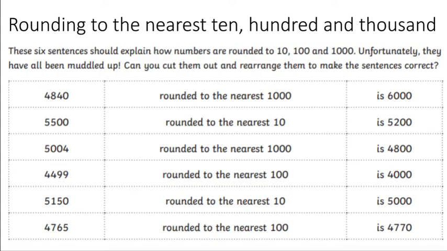Okay, so here's your problem. It's exactly the same as my problem, except obviously different numbers. I'll read it out once more. These 6 sentences should explain how numbers are rounded to 10, 100 and 1,000. Unfortunately, they have all been muddled up. Can you cut them out and rearrange them to make the sentences correct? So there are all the numbers.